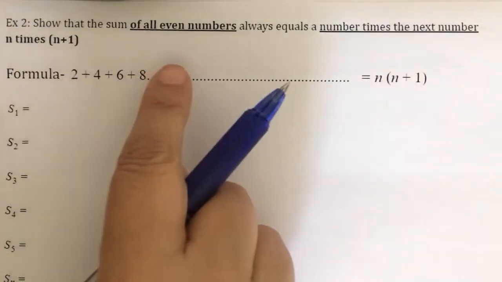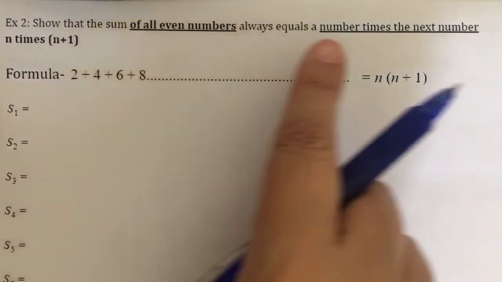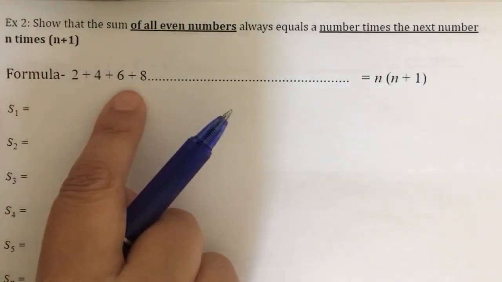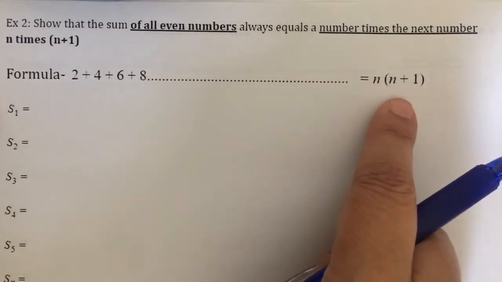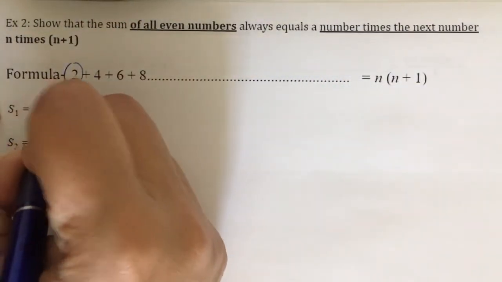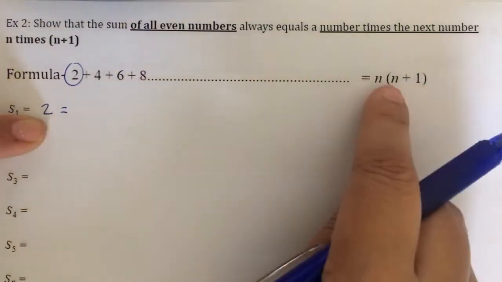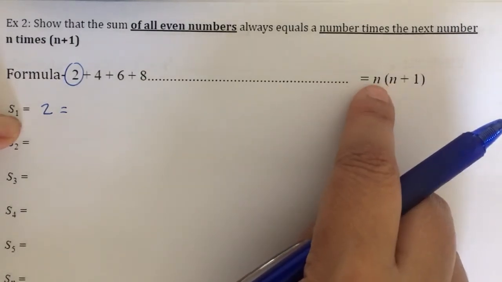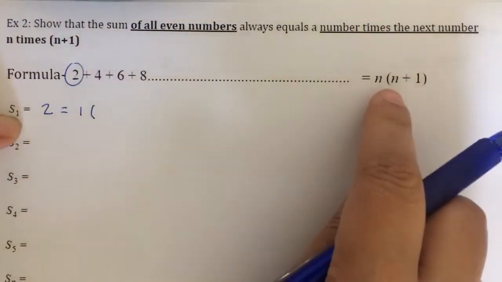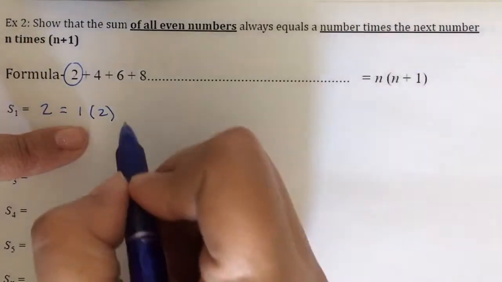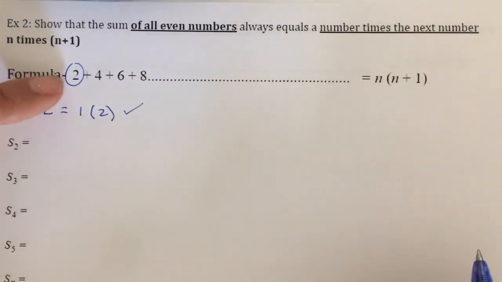Now this one says, show that the sum of all even numbers always equals n times n plus 1. So here are my even numbers. Show that that's always equal to n times n plus 1. So again, we start with s sub 1. That means you take the first even number and you show that it's equal to n times n plus 1. So I'm going to plug in n equals 1. That's going to be 1 times 1 plus 1, that's 2. Okay, so do I have the same thing on both sides? Yes. So it's true for the first even number.